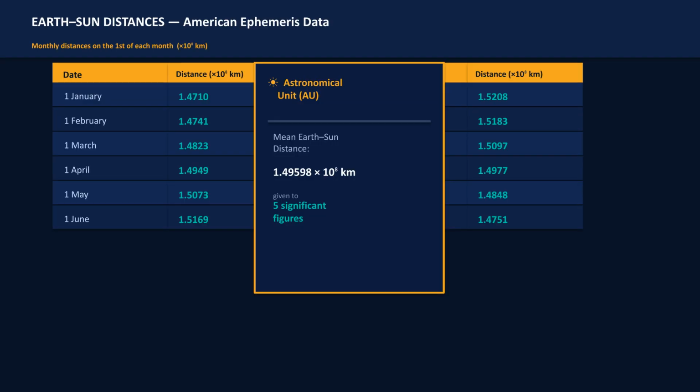Here is the actual data from the American Ephemeris. These are the Earth-Sun distances on the first day of each month, given in units of 10 to the 8 kilometers. You can see that in January, the distance is 1.4710, meaning Earth is closest to the Sun. That's called perihelion. By July, it reaches 1.5208, which is the farthest point, called aphelion. Then it comes back down through autumn and winter. The AU, shown in the center, is 1.49598. This is the mean, right in the middle of the range. Notice that all values are between about 1.47 and 1.52. That spread is going to be the key to answering Part A.